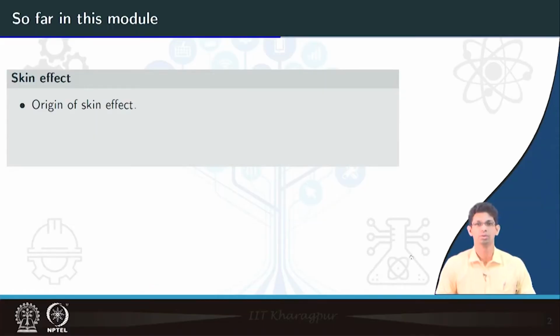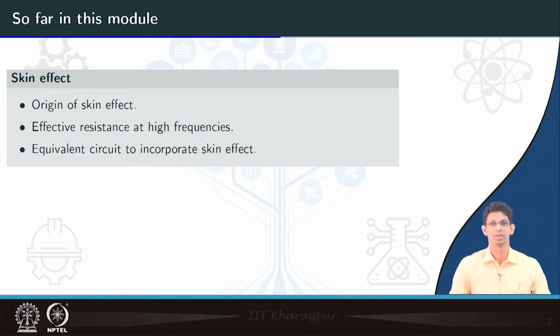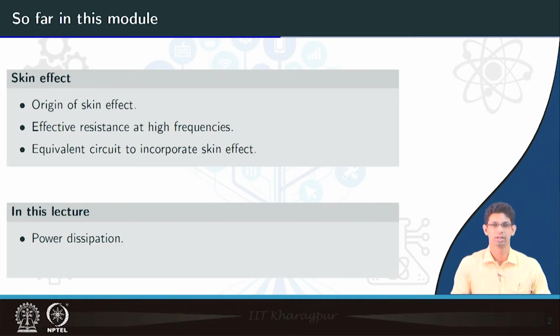So far in this module, we have seen skin effect in the previous three lectures. We saw the origin of skin effect, then we saw the effective resistance at high frequencies which comes because of the skin effect. And in the previous lecture, we saw an example of an equivalent circuit which would incorporate the skin effects. In this lecture, we will be starting with the discussion on power dissipation effects in interconnects.